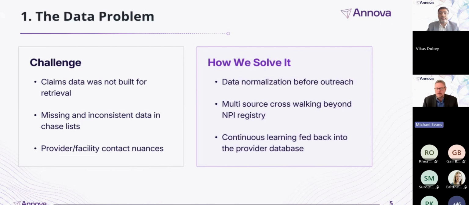MPPS is a self-reported and often stale data set. It tells you what a provider registered in the past, not necessarily where the chart is today. Provider to facility linkages should be corrected against known good data. Most importantly, everything learned during the cycle, every corrected address, validated fax, confirmed provider contact should be fed back into a provider database.